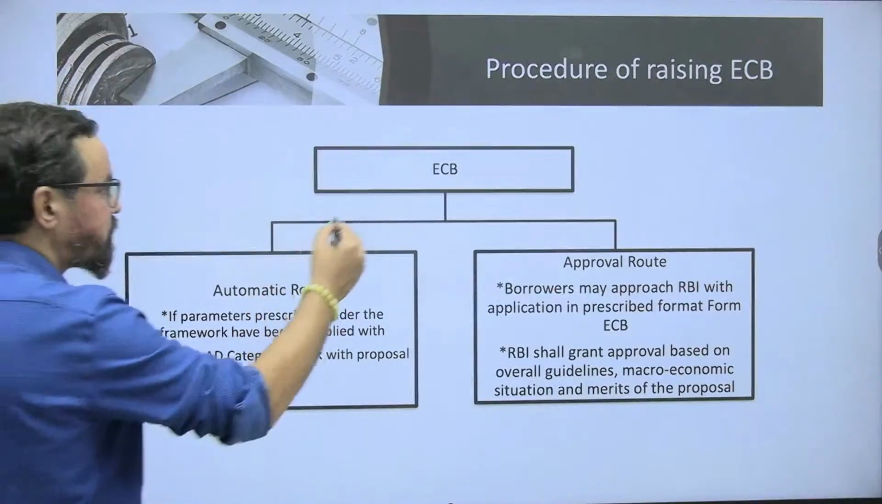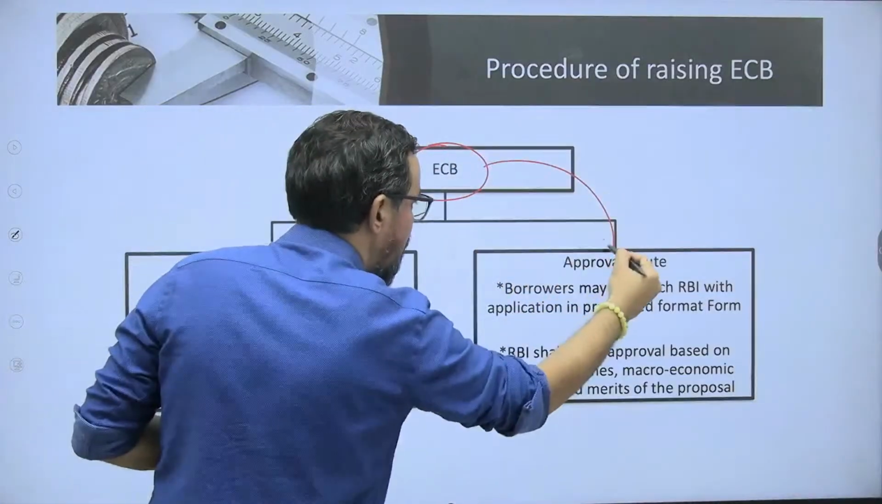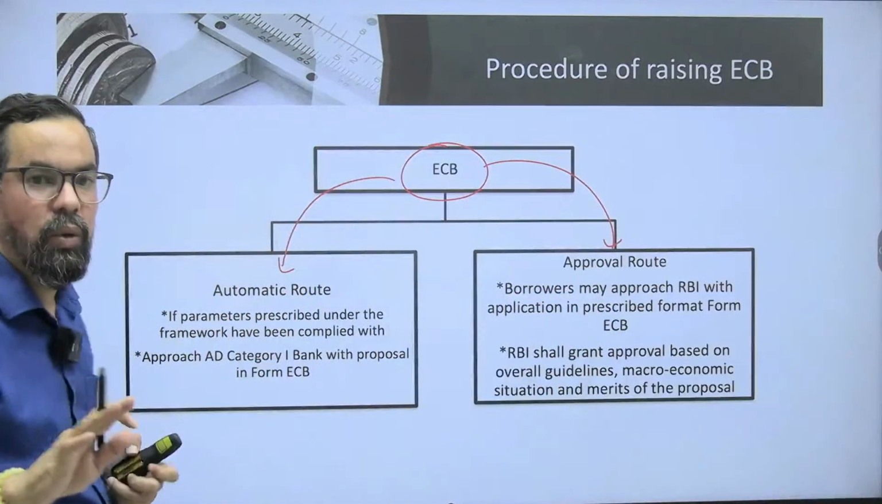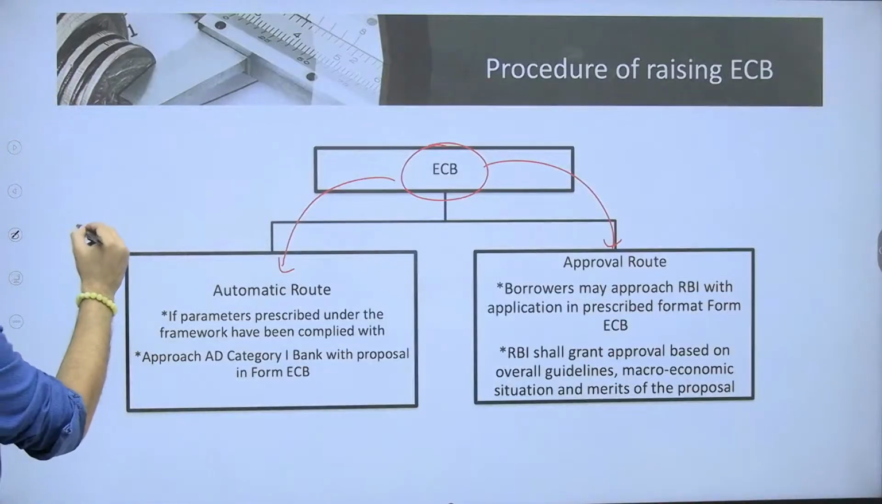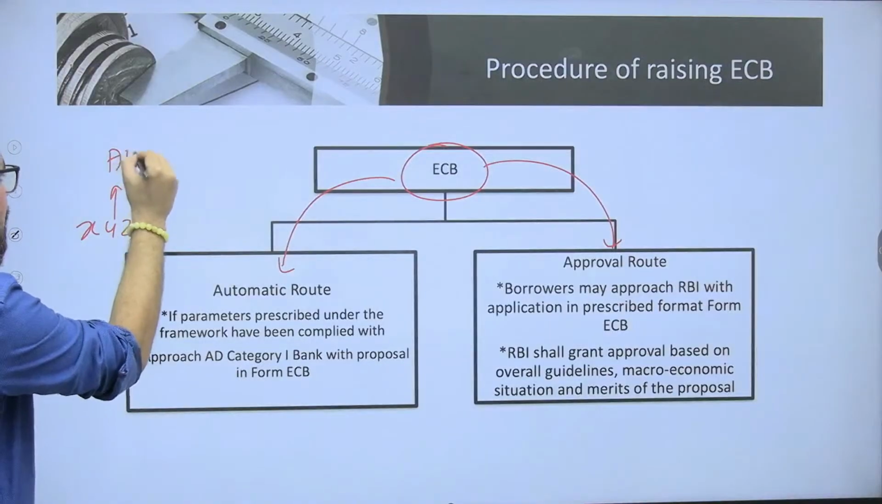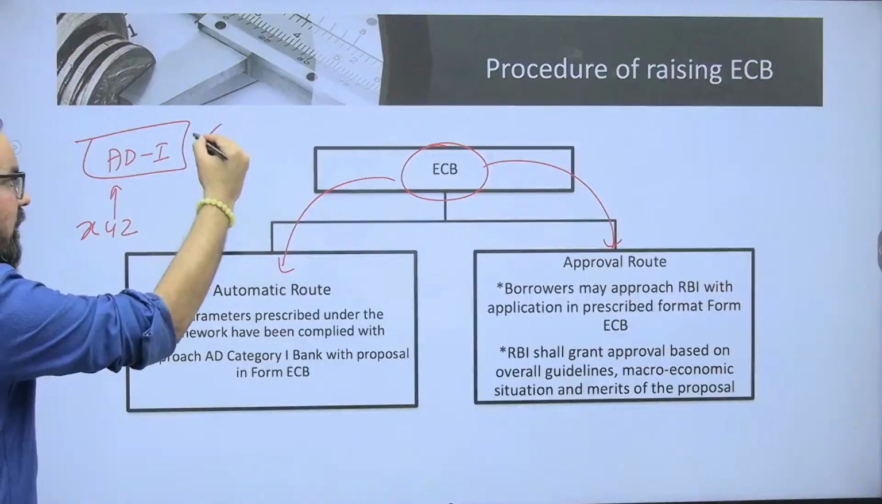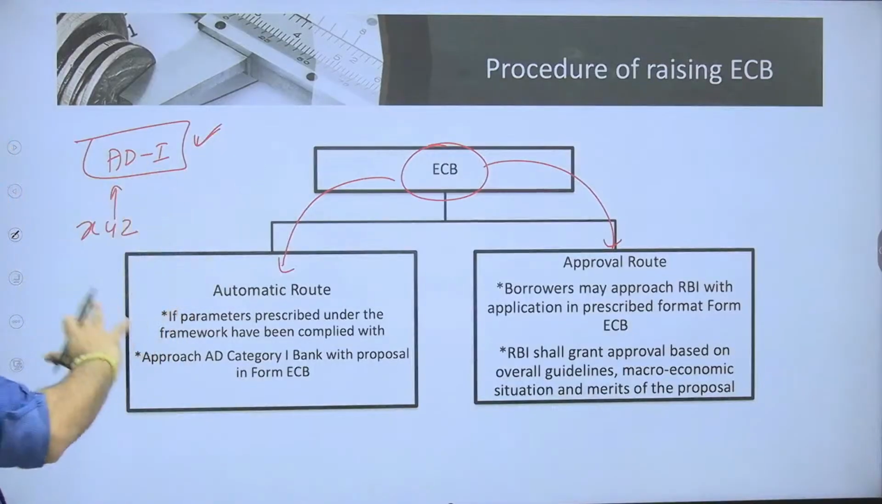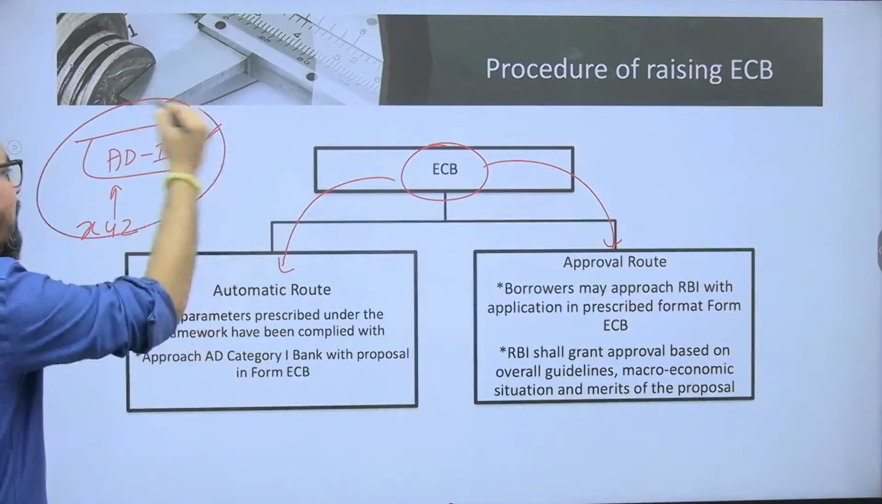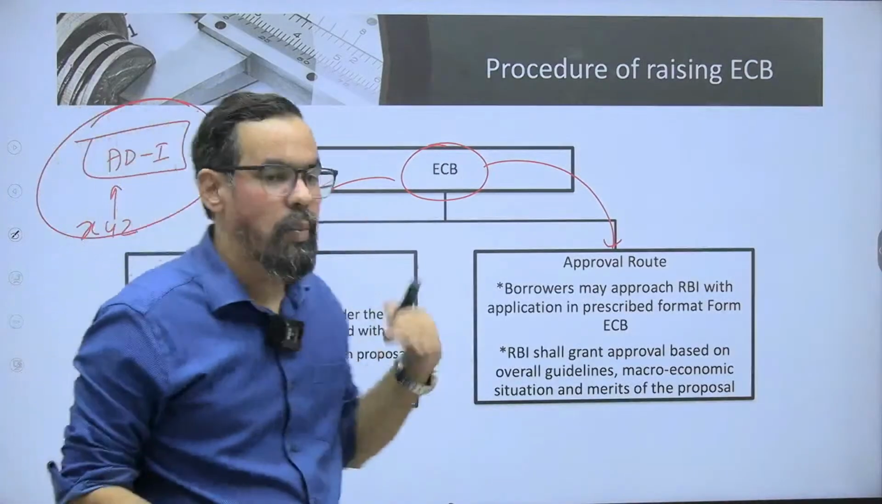One is the direct, automatic route, another one is the approval route. ठीक है? In case of the direct route, what we have to do, let's say there is a company called XYZ, they'll approach authorized dealers, Category 1 banks. ठीक है? Then this bank will go through their documents and all. If everything is fine, they'll approve that particular one. ठीक है? In the case of the approval route, ठीक है?